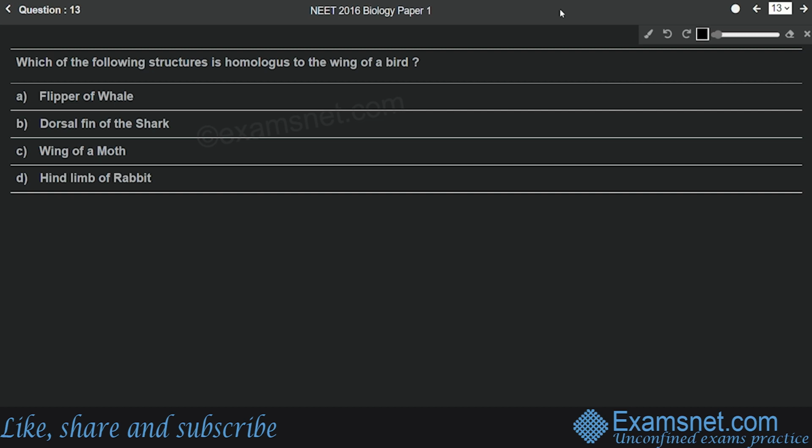Question number 13 is from the chapter Evolution, and the question is, which of the following structures is homologous to the wing of a bird? Okay, so first of all, what do we mean by homologous structure? These are the structures that have developed as a result of divergent evolution. Okay, so these are result of divergent evolution.